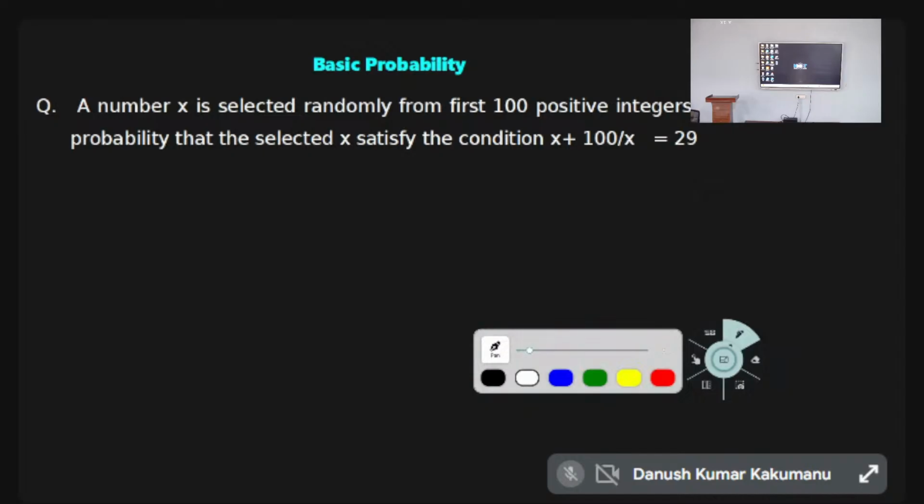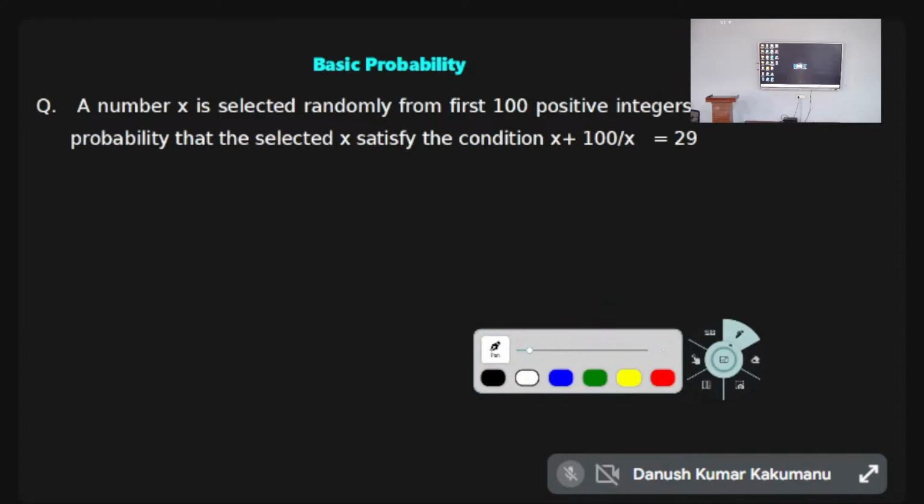Next one. Now coming to some miscellaneous problems. A number x is selected randomly from the first 100 positive integers. Listen carefully. A number we are selecting randomly from the first 100 positive integers. First 100 positive integers means what are they? 1, 2, 3 up to 100, that is 100 natural numbers. We are selecting only one number.